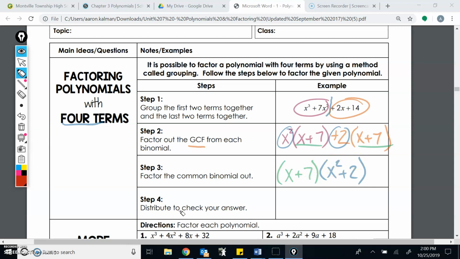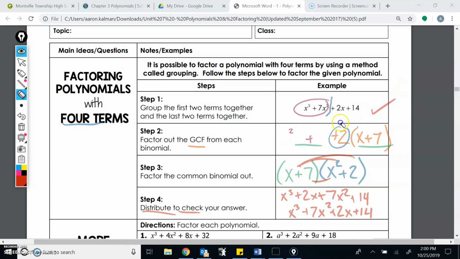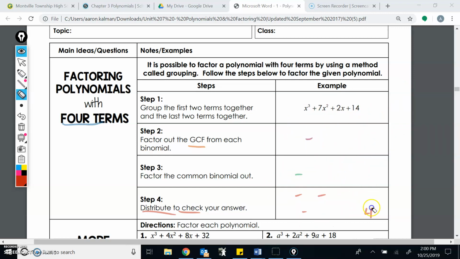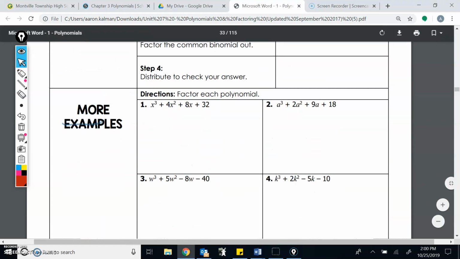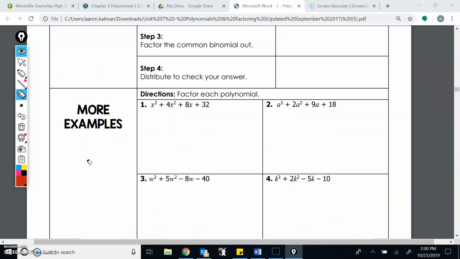Your last step here is to distribute, to check your answer. If I did that, you would get x cubed plus 2x plus 7x squared plus 14. Rearranging them in standard form, we get this, which is the same as what we started. Write down any questions you had from this example before we get to a little bit more challenging parts of grouping. Let's do some examples down here.